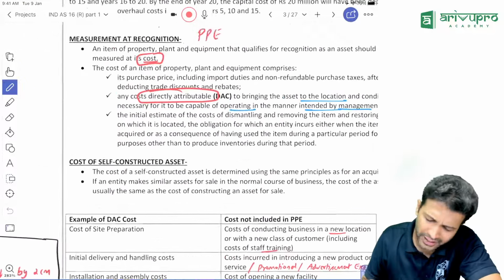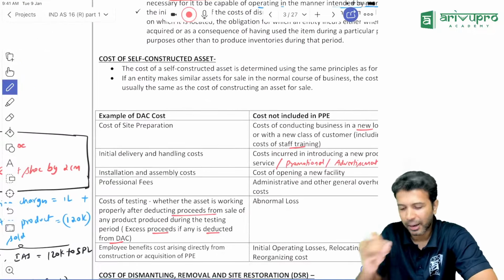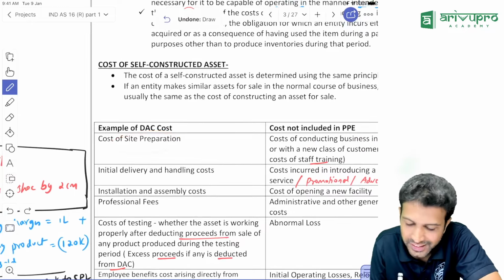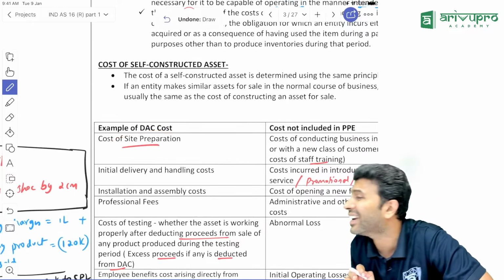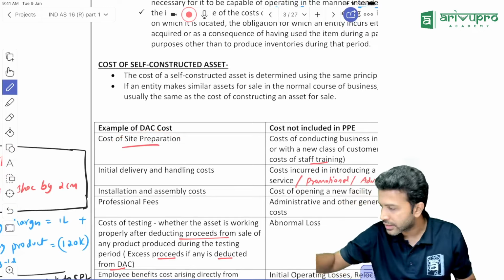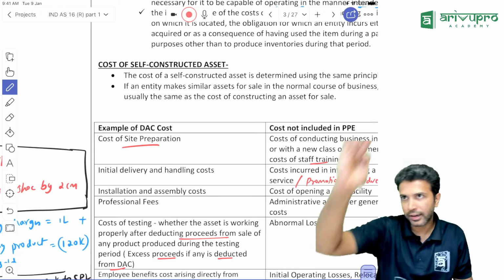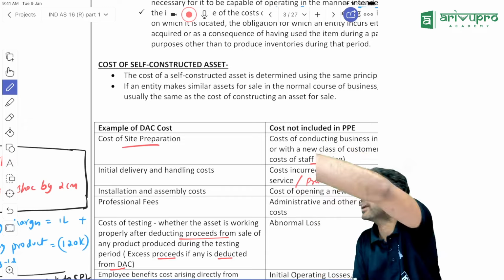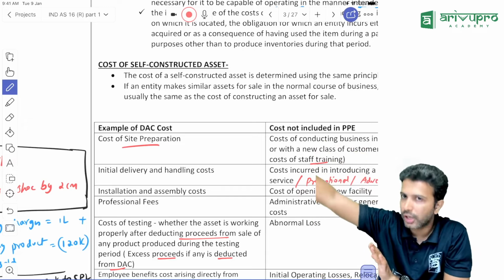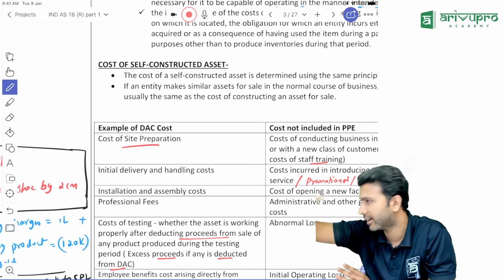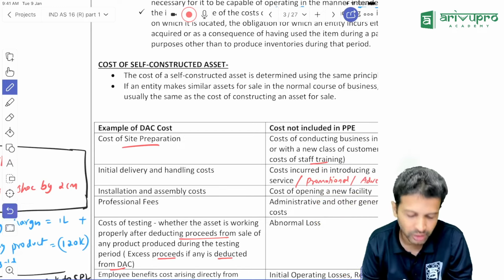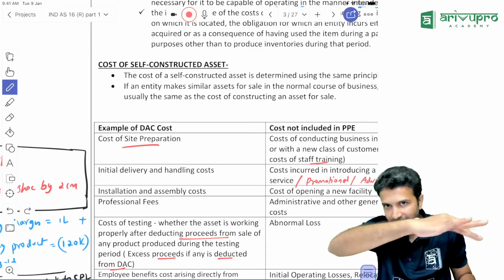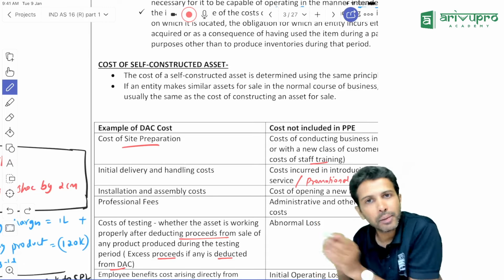Some of the examples of DAC are given over here. Again, just review them. It will come as a small case study in your bigger question. First one is cost of site preparation. Now let's say, sir, I want to install a machinery in my factory, but the ground is not leveled. It is like this, Humpty Dumpty. Now, can I install machinery in that area, or I first have to level it? Have to level it. That leveling charges only we call site preparation. Now you tell me, unless I prepare my site, unless I incur my leveling charges, can I install my plant and machinery?